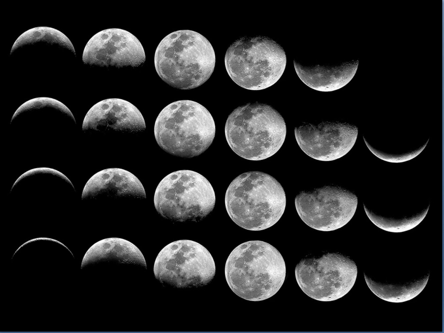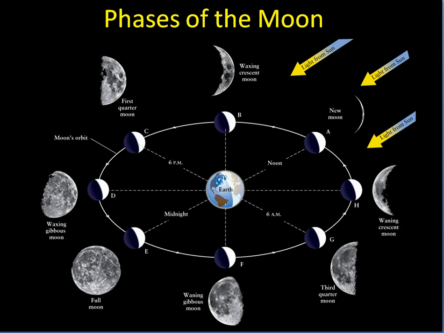Hi class, this is a short video on the phases of the moon, and right here in this opening picture you see the moon in its various phases, including new moon up here, full moon, and first and third quarter. When talking about the phases of the moon, it's very important to keep in mind that the phase is determined by the relative position of the Earth, the moon, and the sun.